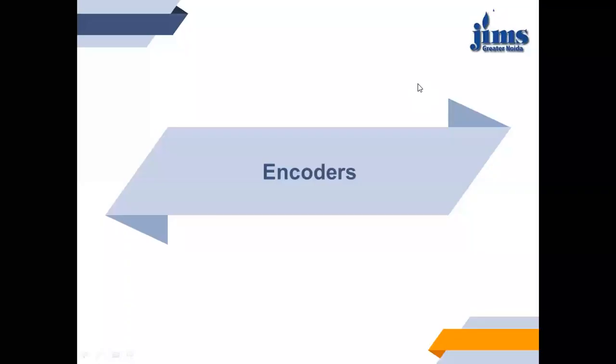So let's start today's lecture. In the last class, we discussed decoders, and now today we are going to discuss encoders. As is clear from the names, the decoder and encoder are complementary functions. That means we can say that the encoder is the reverse process of the decoder. Decoders and encoders are always used in pairs in digital systems.